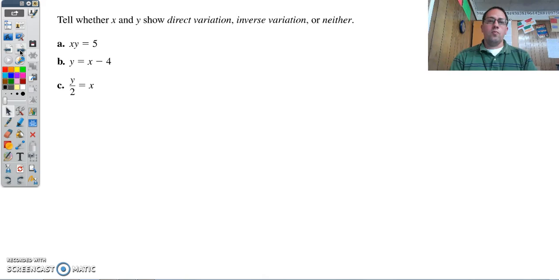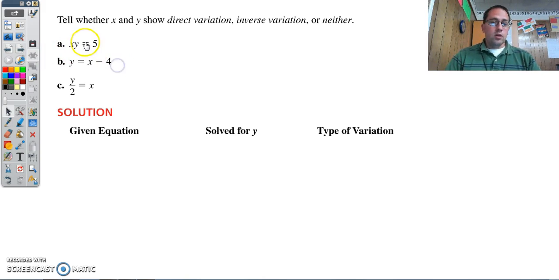We want to show whether x and y are direct variation, inverse variation, or neither one. And to do this, what we're going to do is get these all in y equals format. So A, we have it as x times y equals 5. We get y by itself, that gives us y equals 5 divided by x. Well, if you remember, when we had a divided by x, that was inverse variation.